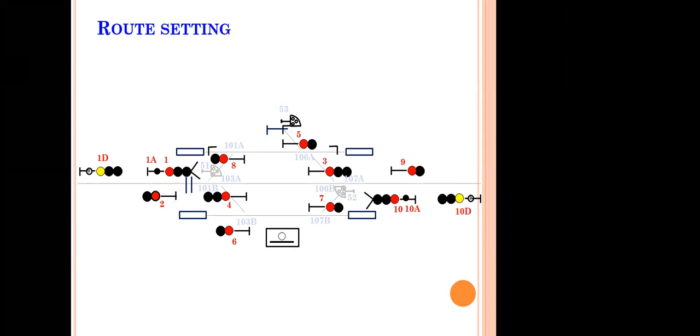And other hurdles: what will be the signal aspect if the point is not set but it gives a false indication? Correct.